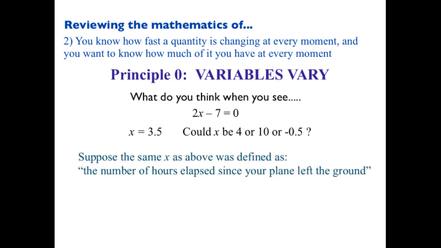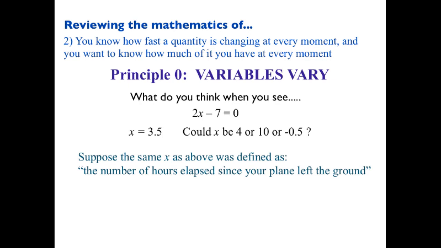Suppose the exact same x that came from 2x minus 7 was defined this way: the number of hours elapsed since your plane left the ground. Could x be 4? Could x be 10? Long flight, right? Could x be negative 0.5? You're saying yes. Why? Yeah, that would be half an hour before the plane took off. So negative still makes sense, right?